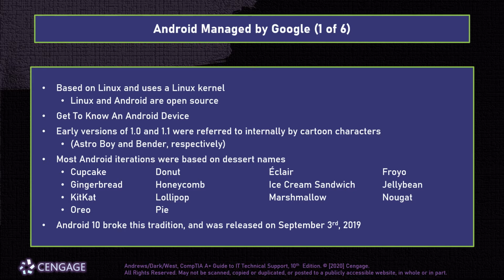Now, Android originally was referred to internally by cartoon characters. They didn't have names for a while. So 1.0 and 1.1 were Astro Boy and Bender. So they were actual androids that you would see on TV.